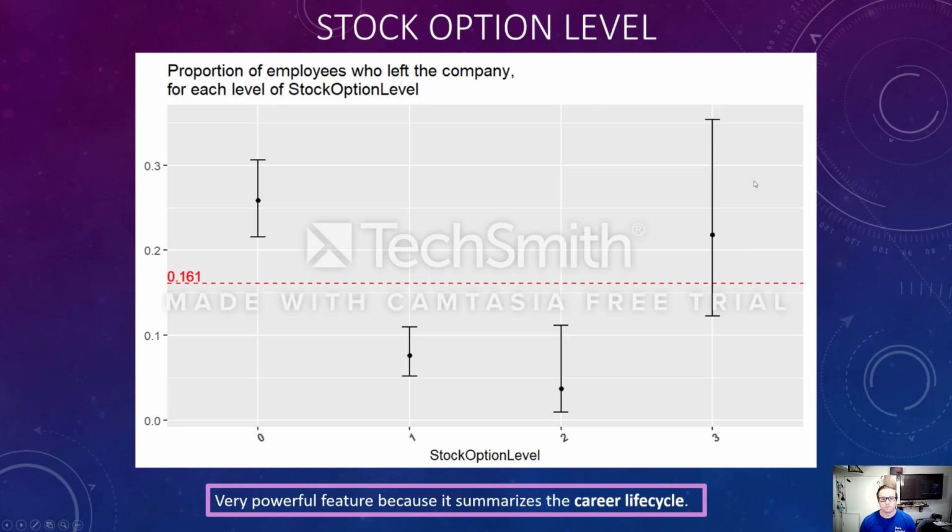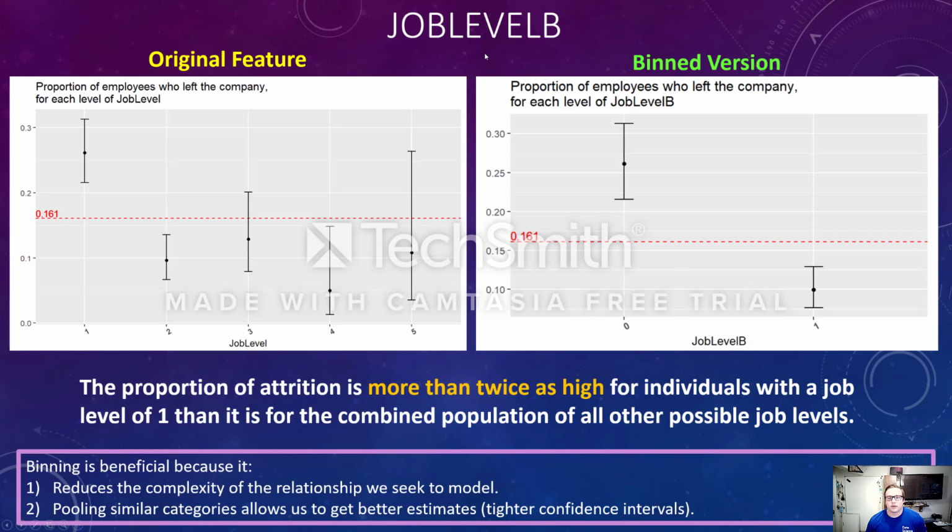Okay, as promised, we have job level B, and this B stands for binned.